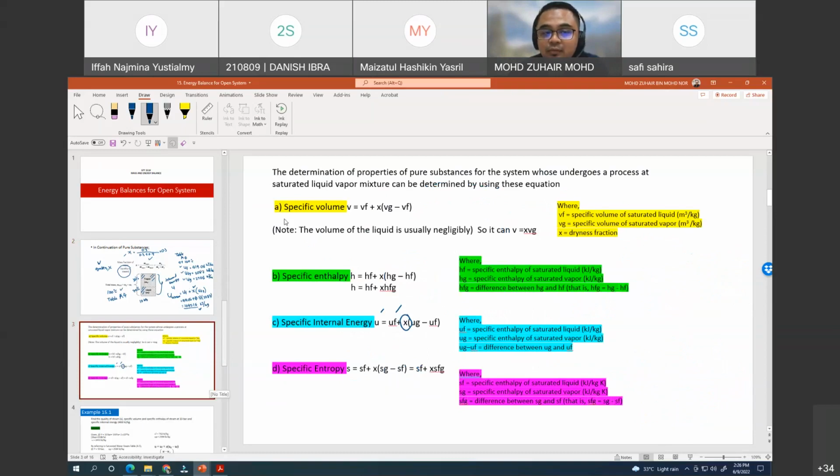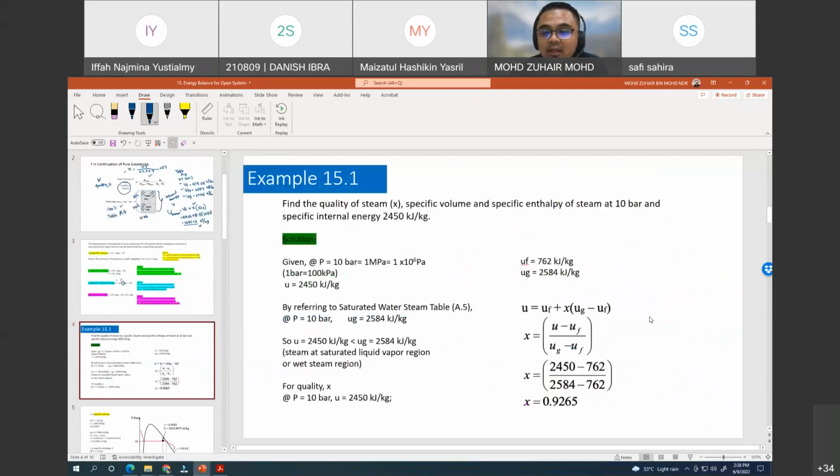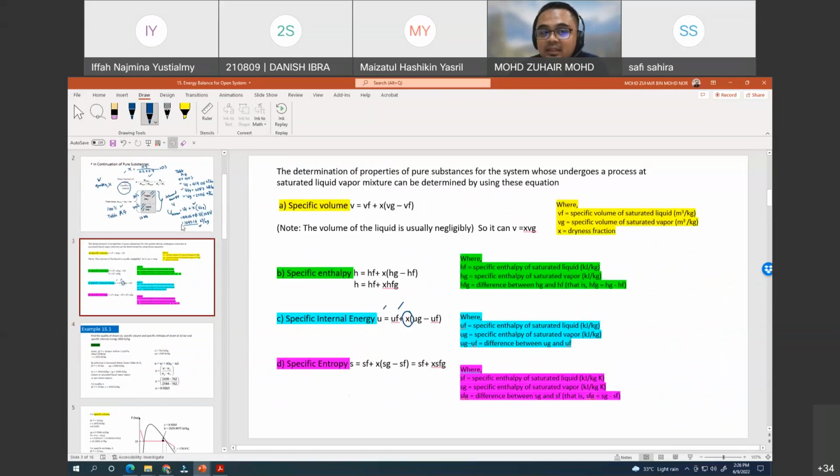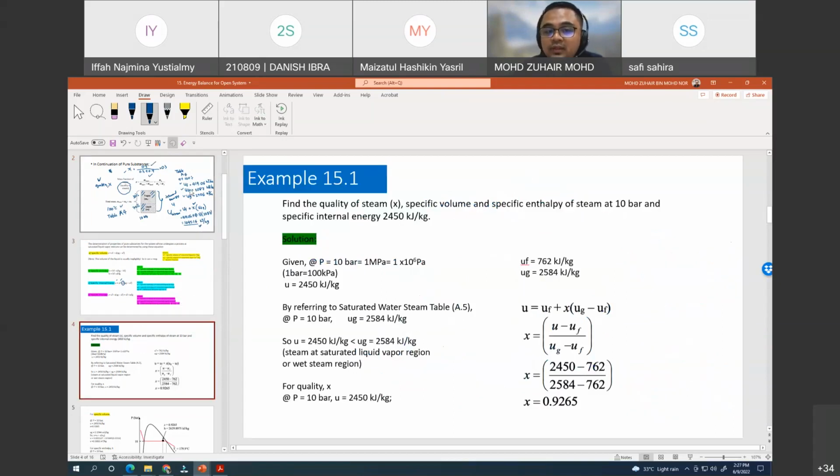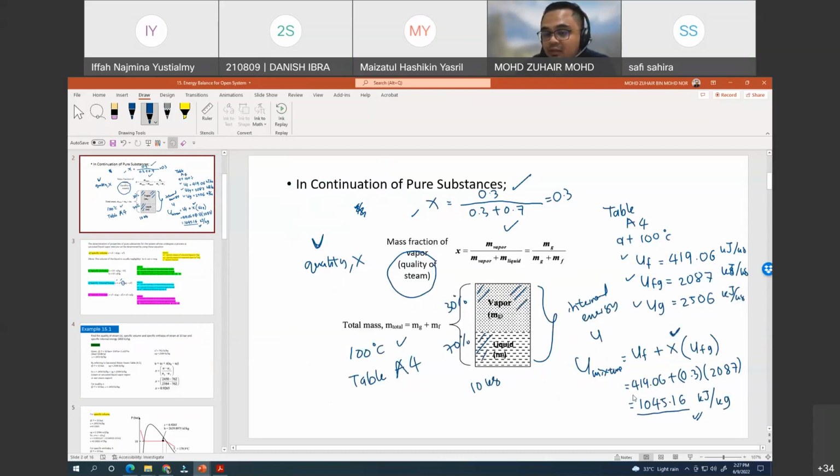Okay, so just be careful with the X. Something like this also you need to be careful. Sometimes I will also ask for the X. You can determine the X by having the mass, but sometimes I'm not going to give you the mass. Let's say I'm going to give you the values: we have the U mixture, we have the UF, we have the UG. So find the X.